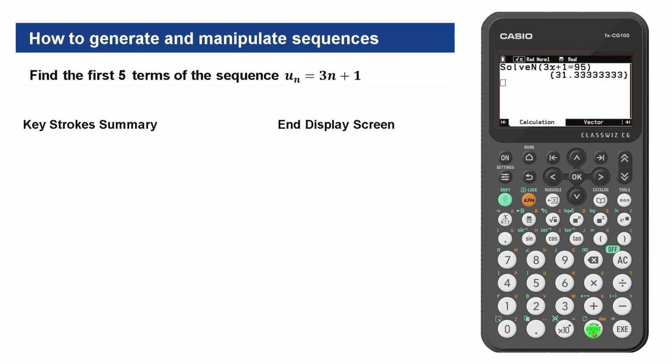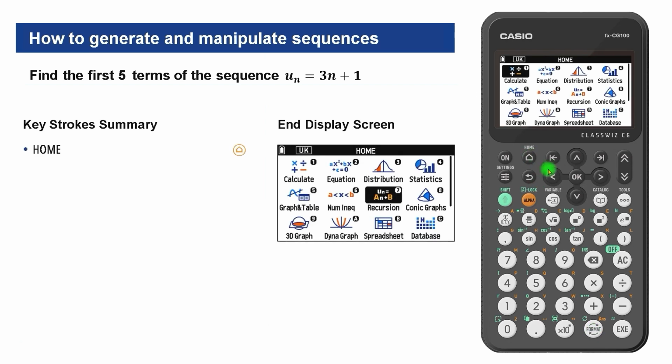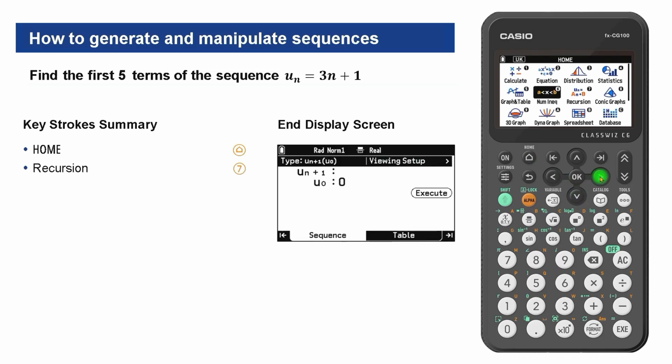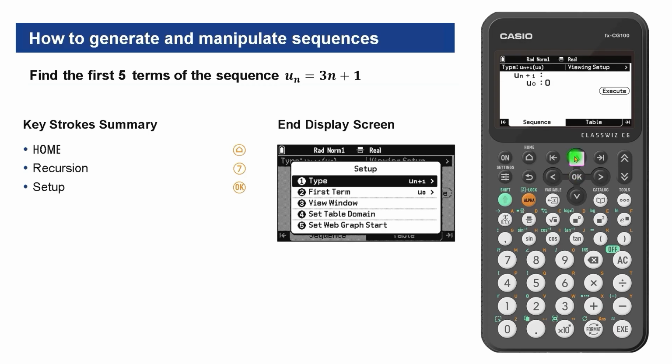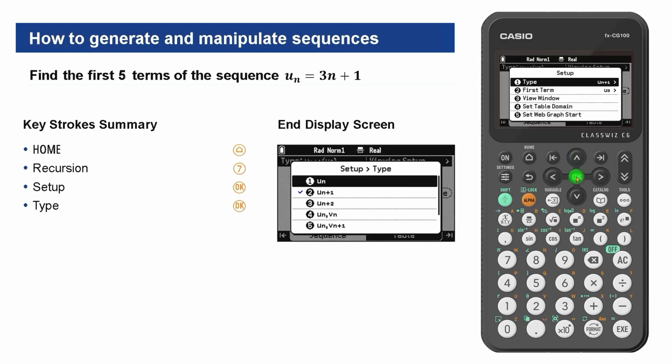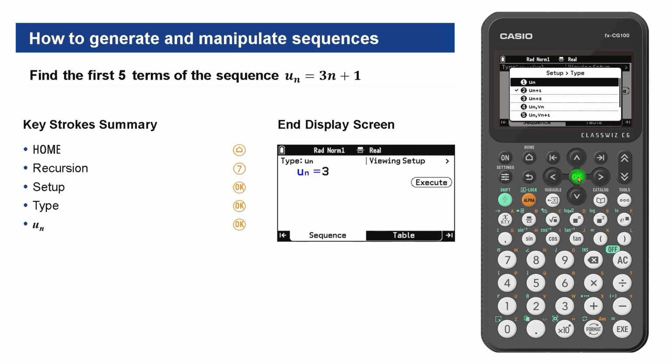Another method for generating sequences is to use recursion. From Home, go to Recursion. The default input is for a recurrence relation, so we need to change some settings. Go to Setup and select Type. Then select the general term UN.